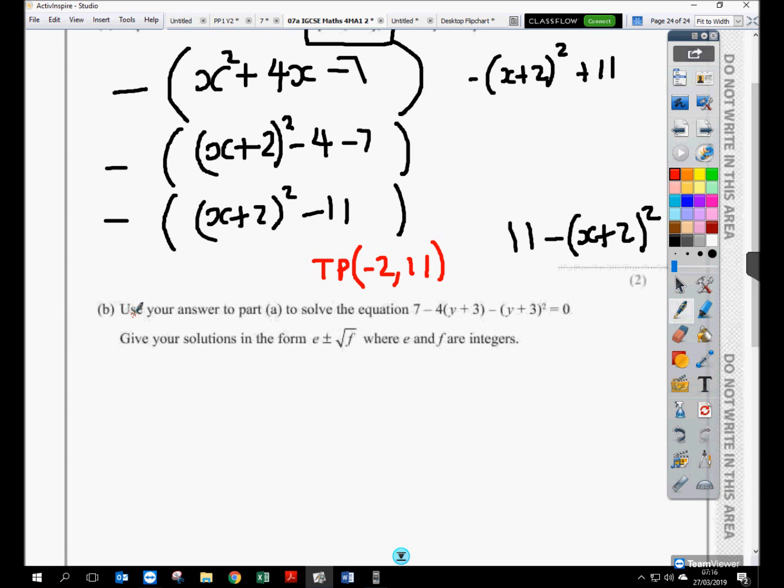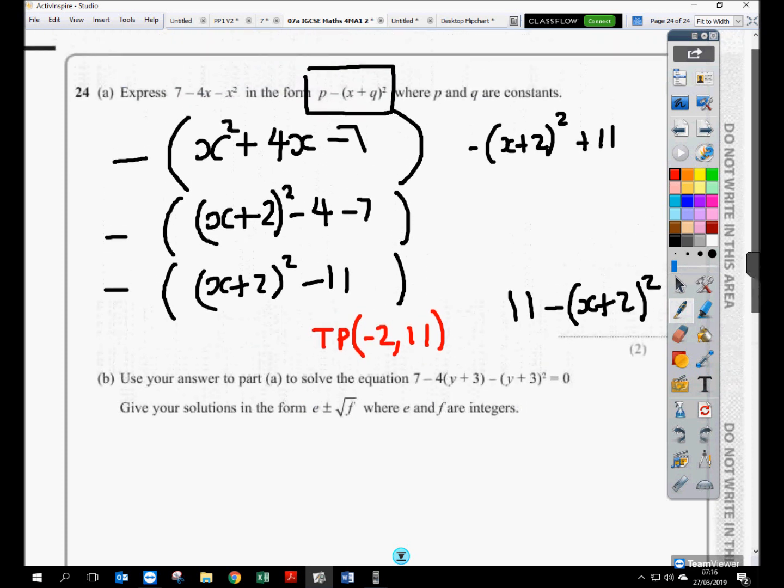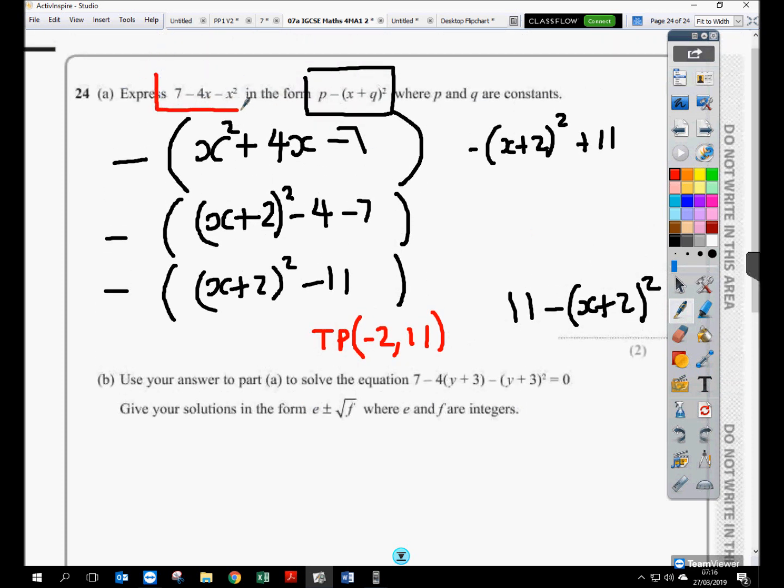Now we're quite directed in part B, because it tells us to use the answer to part A to help us. Now you need to compare this expression here with this one, and look at the difference between them. Well, what's happened is the x has been replaced with y plus 3. So it's exactly the same, apart from the equals 0. But the x has been replaced with y plus 3.